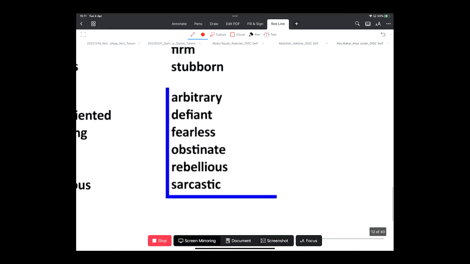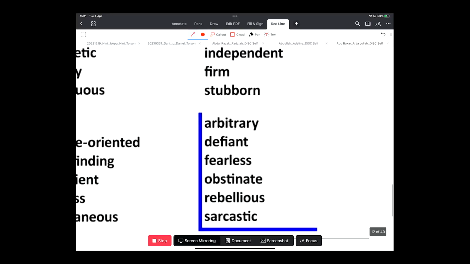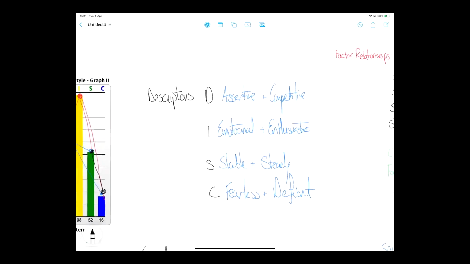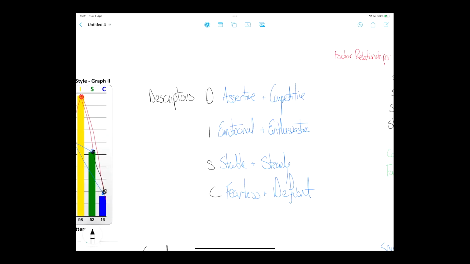There we go. Just there. Fearless and defiant. So it's not that I'm making them up. I'm taking them directly from the client's report. Now, once I've done that, I want to start to create some interesting word combinations. So I'm going to take these descriptive words and I'm going to have a look at how they relate to the other styles. I'm going to have a look at how the I descriptive words relate to the C and the S and the D. And it's going to come up with some very interesting combinations.